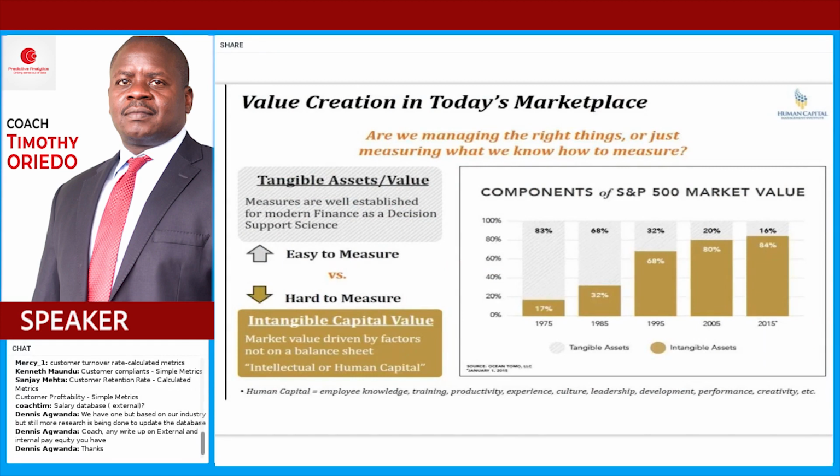Now, I just wanted to show you, for example, value creation in today's marketplace. We are moving away from an era where tangible assets, for example the amount of land that you own as an organization, drive your value. So we have tangible assets versus intangible assets. For tangible assets, measures are well established as modern finance, a decision supporting science. But for intangible assets, market value is driven by factors not on the balance sheet, e.g. intellectual or human capital, and I will add data.